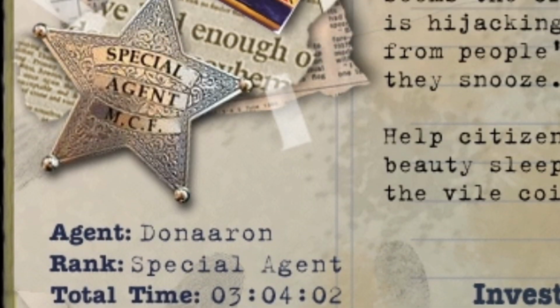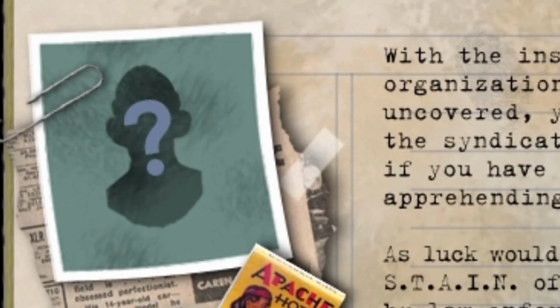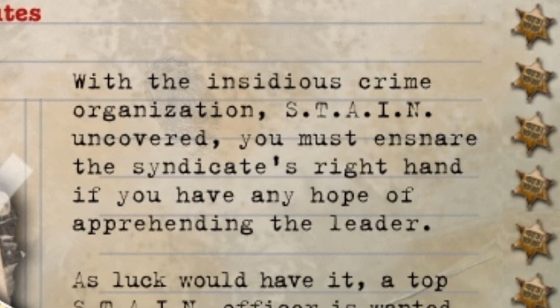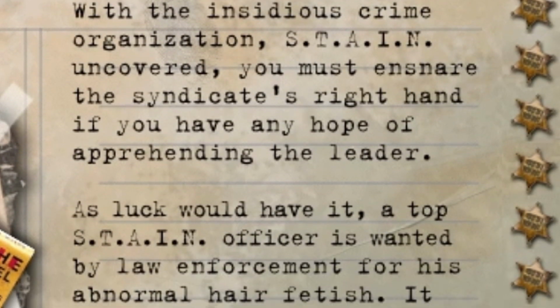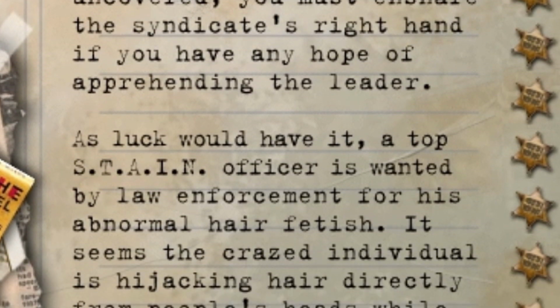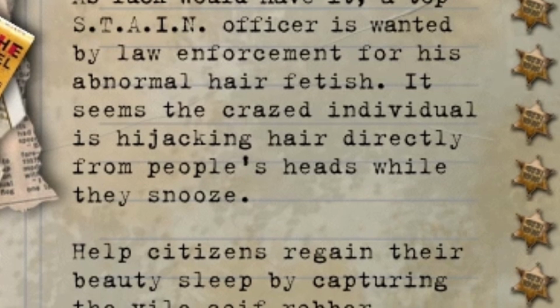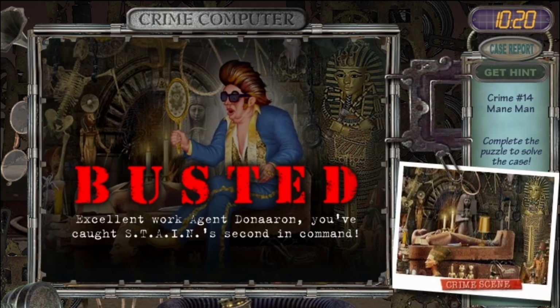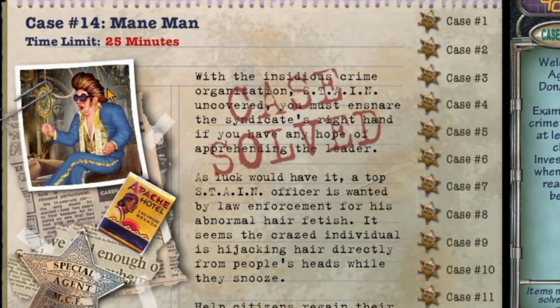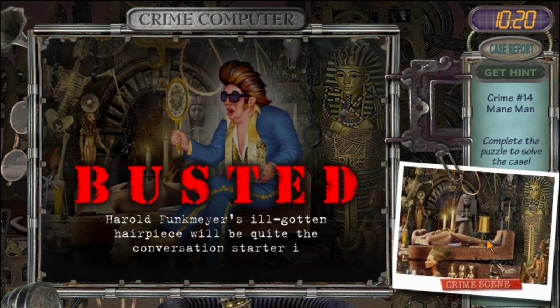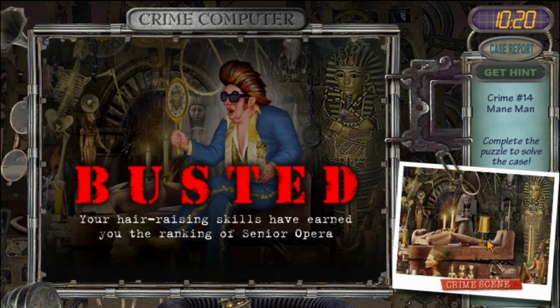The 14th case with a ranking of a special agent is called Main Man. A culprit, who is a right-hand man of the leader of the organization, has been hijacking people's hair while they are asleep. He has been wanted by the police officers, hoping to find leads to the leader of the organization. The protagonist caught Harold Funkmayer in the mausoleum. The Stain emblem can be found on his hand mirror. After putting him in jail, the protagonist received a ranking of a senior operative.